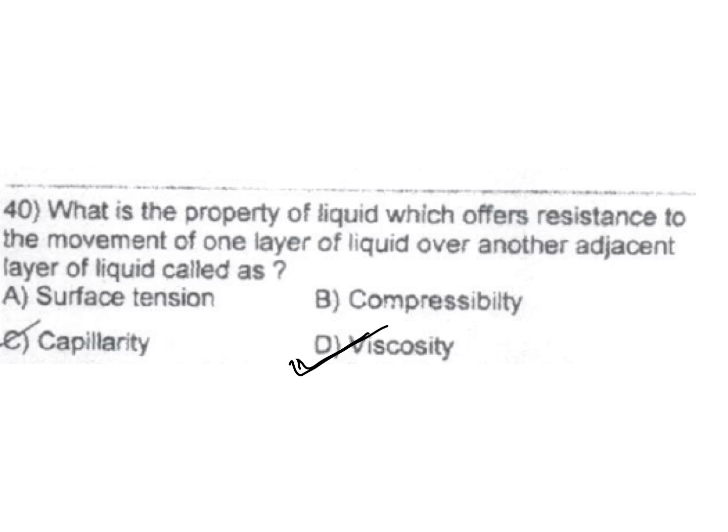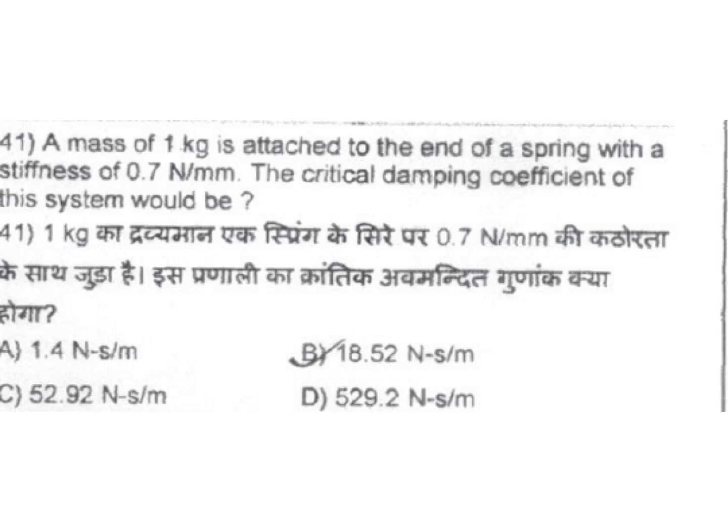A mass of 1 kg is attached to the end of a spring with a stiffness of 0.7 Newton per mm. The critical damping coefficient of the system would be how much? This is Newton per mm, so first we have to convert it into Newton per meter. So data given are m equal to 1 kg, K equal to 0.7 into 10 to the power 3 Newton per meter.